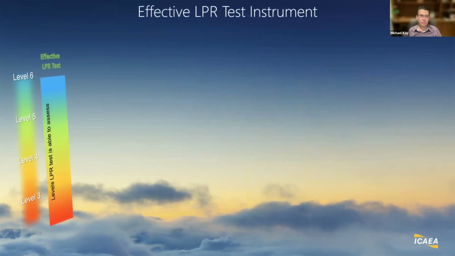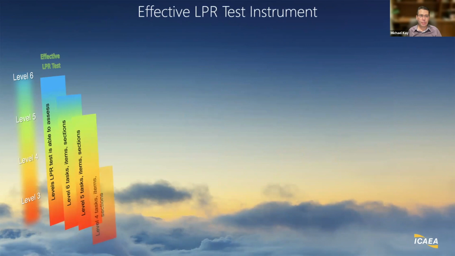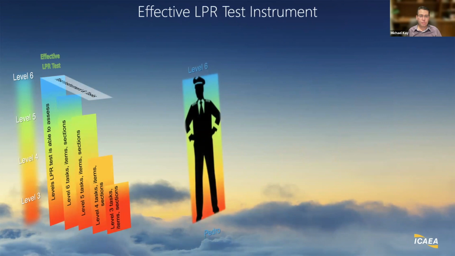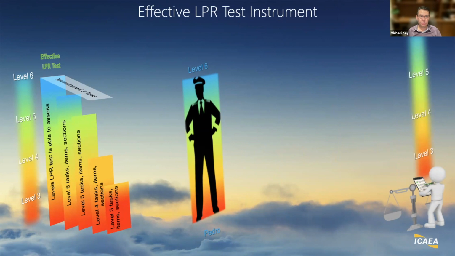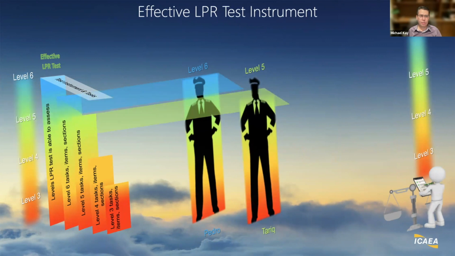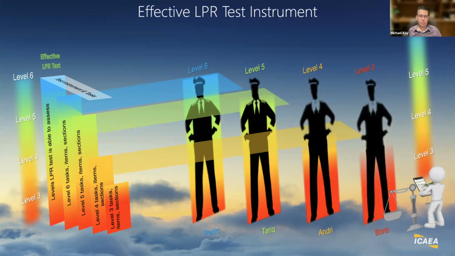So we come along with an effective LPR test. And if it's an effective LPR test, it should have tasks that are suitable for each of those levels. So if Pedro comes in and does that test, he should do well on all aspects of that test, including the level 6 items or the level 6 tasks. And similarly, Tariq would do well on all the tasks, maybe not so well on the level 6 tasks. And that would sort of confirm his level would be level 5. Similarly with Andrei and Boris, they would be able to perform up to that level, but not so well on the test tasks designed above their actual proficiency level.